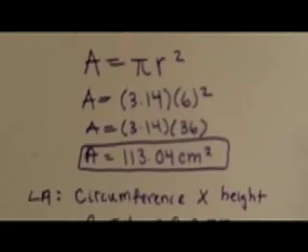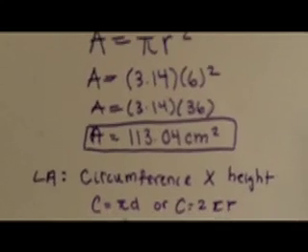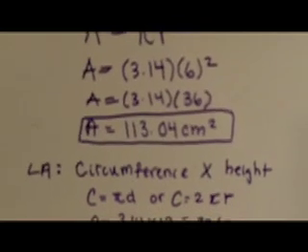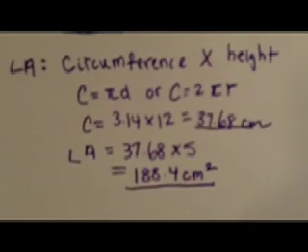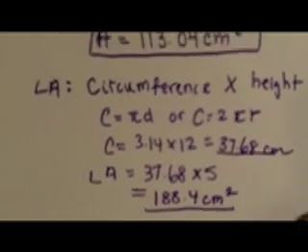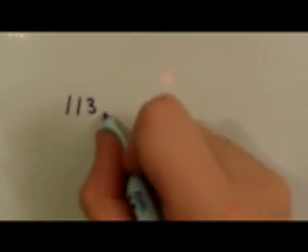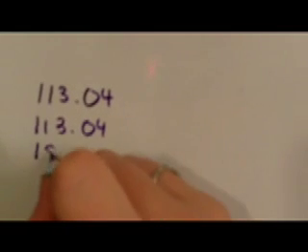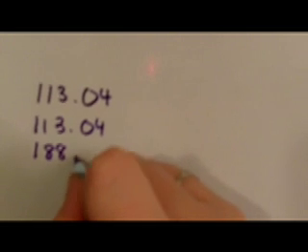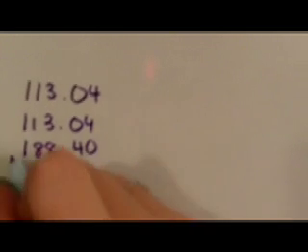So now we know the area of our bases, 113.04 centimeters squared each, and our lateral area. We said to find the total surface area, we have to add those up. So 113.04 plus 113.04 plus 188.40.